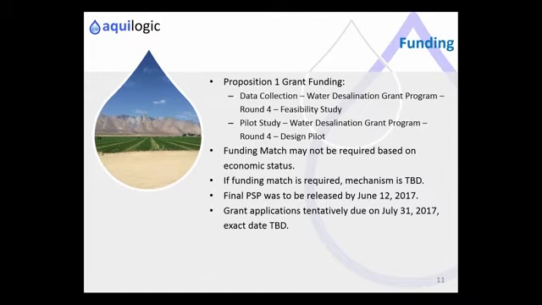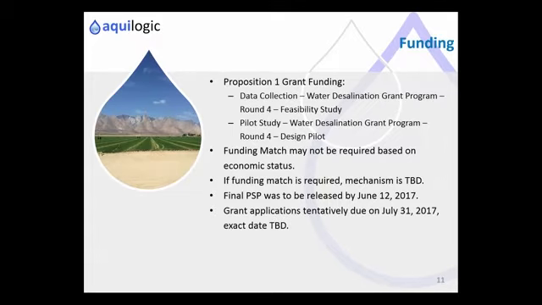Proposition 1 grant funding, we're likely going to apply for two grants. One to assist us with the data collection, that will be part of what they know as their feasibility study grant application, and a pilot study to actually go out and test either a single pass or a double pass closed circuit RO system through design pilot funding. We may or may not be required to provide a funding match depending upon some economic status data that we're digging into. If a funding match is required for the pilot study, we still have to determine what that mechanism might be.